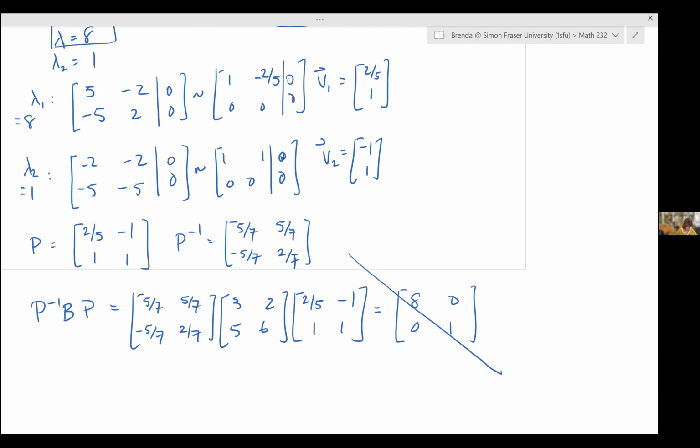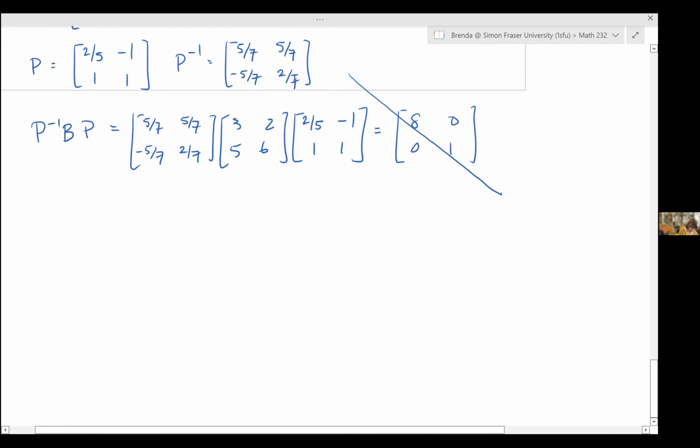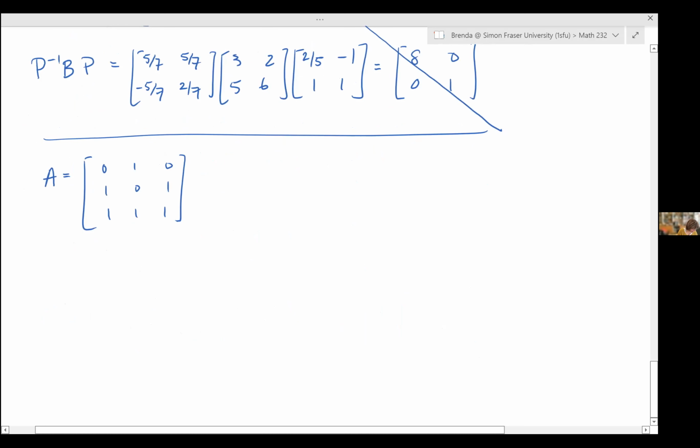We have one final example. We're going to do a 3x3 example. That was this one here. I think I called it A again. Here it is. It was this one, 0, 1, 0, 1, 0, 1, 1, 1, 1. I'm not going to write down all the arithmetic steps.